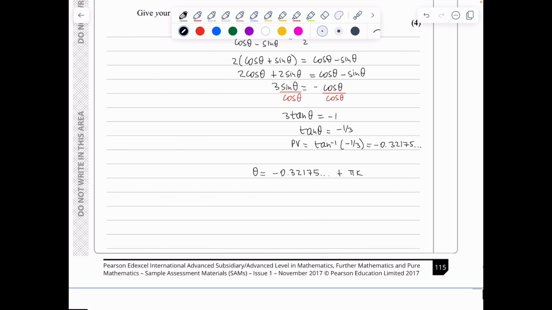Remember, we're between 0 and 2π, and we need to be giving our answers to 3 decimal places. So if we put k to be 1, we get 2.820, and if we put k to be 2, we get 5.961.